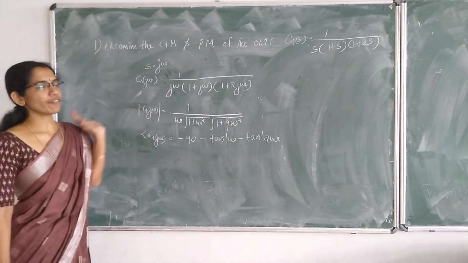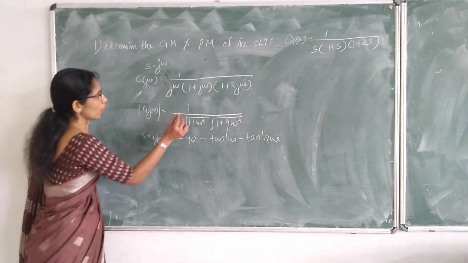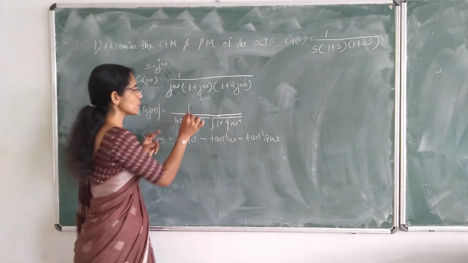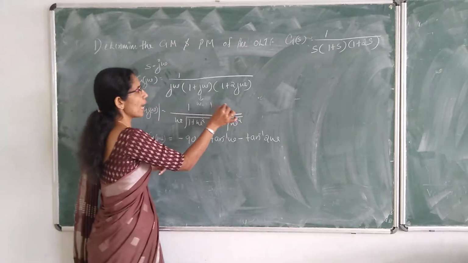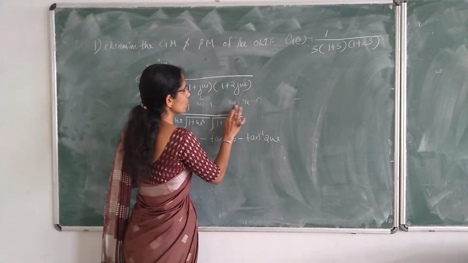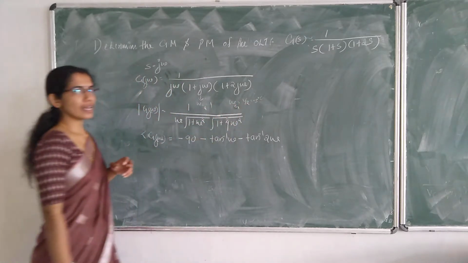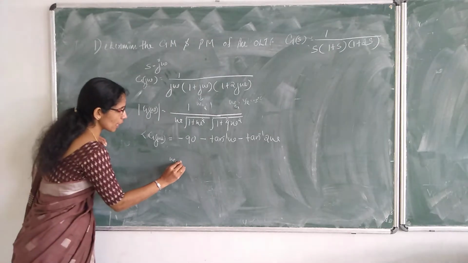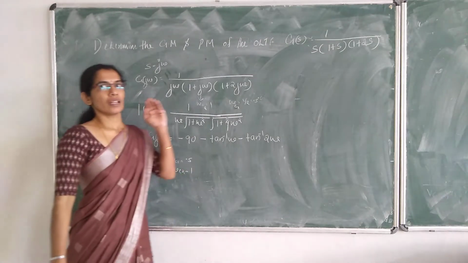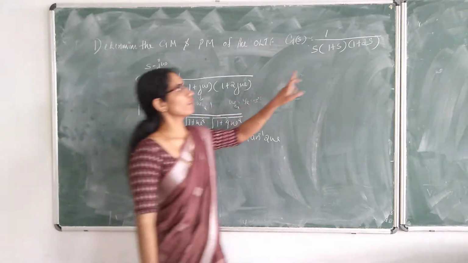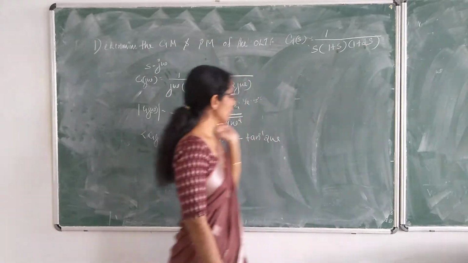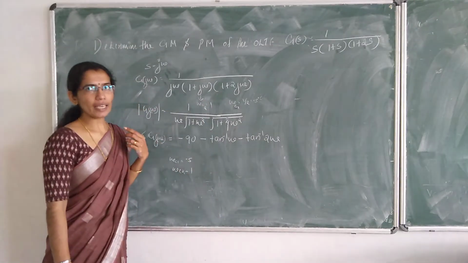Next find the corner frequencies of these terms. The corner frequency of this term is 1, and here the corner frequency is 1 by 2, that is 0.5. So we got omega c1 equal to 0.5 and omega c2 equal to 1. Here it is 1 by 1, which is 1, and here 1 by 2, that is 0.5. So 0.5 and 1 are the corner frequencies.